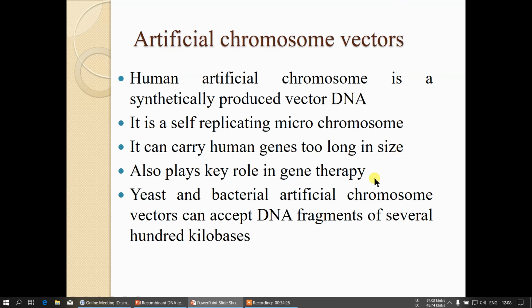So when we want to produce a large genome product, artificial chromosome vectors are used as vectors. They also play a key role in gene therapy. Two types of artificial chromosome have been found. Yeast and bacterial artificial chromosome vectors can accept DNA fragments of several hundred kilobases.